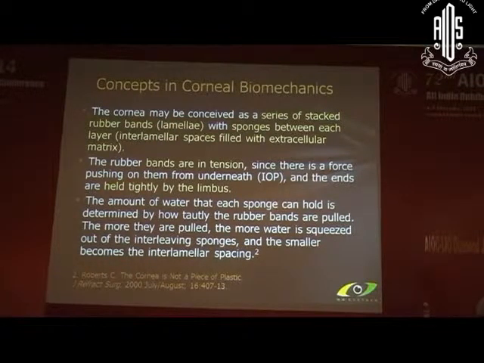Now the sponge has a capacity to withdraw fluid, but these rubber bands are under stretch. They are attached at the limbus, and there's an intraocular pressure pressing from inside, creating a stretch on these rubber bands, so these rubber bands are compressing the sponge in between, thereby keeping the cornea deturgesced. Naturally, the amount of water that can enter each one of these sponges will depend on the tension in these rubber bands. The tighter you stretch them, the less water there will be, and there will be a degree of thinning.